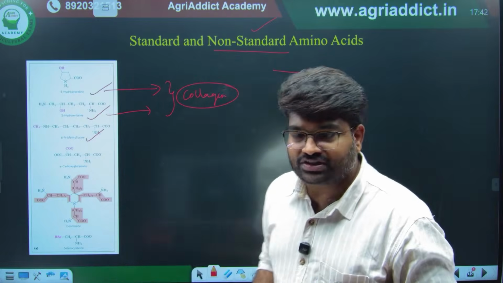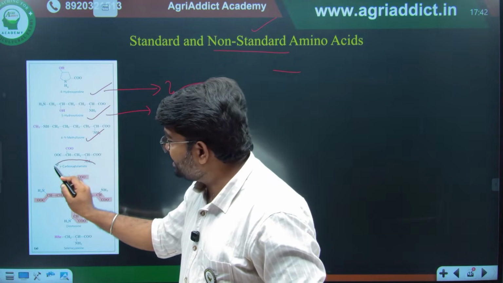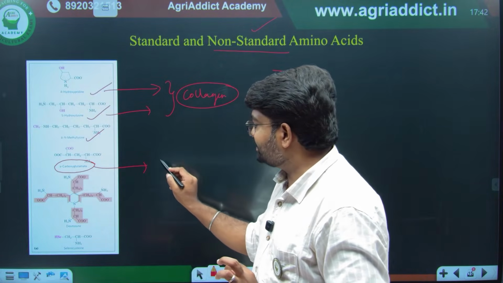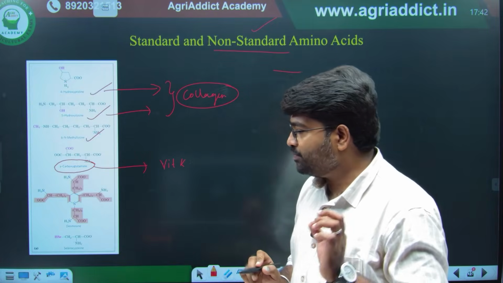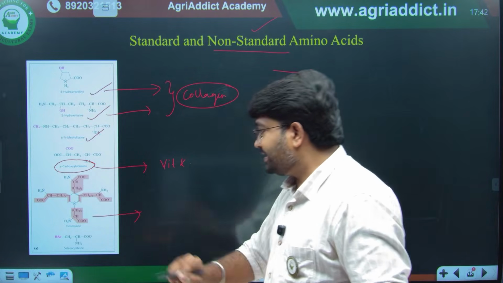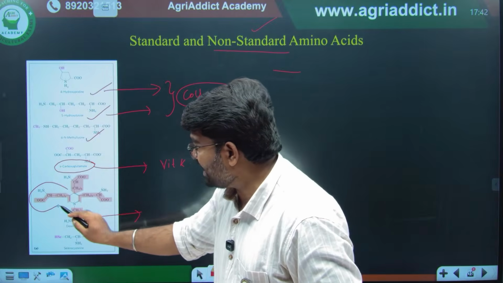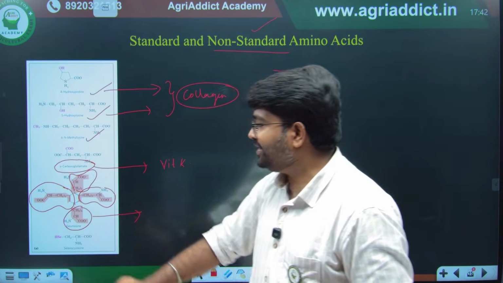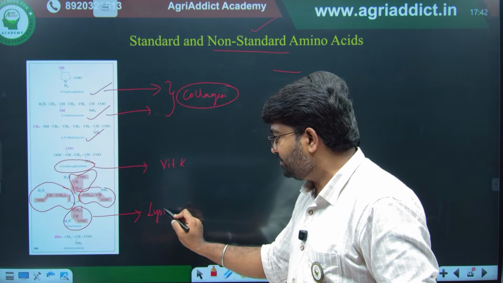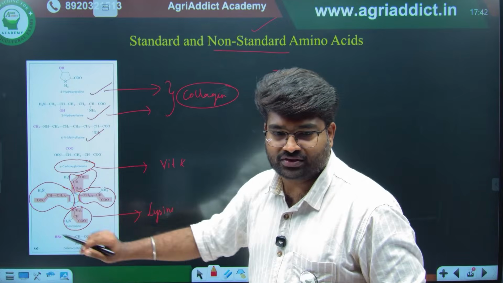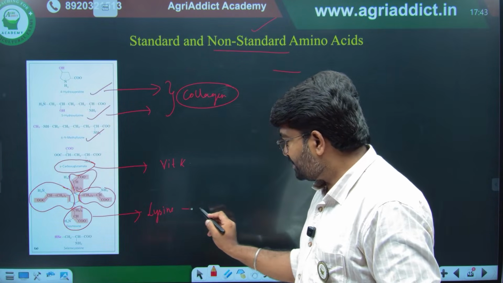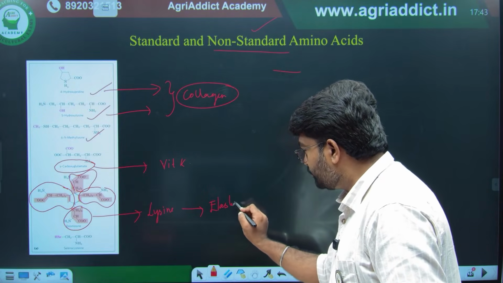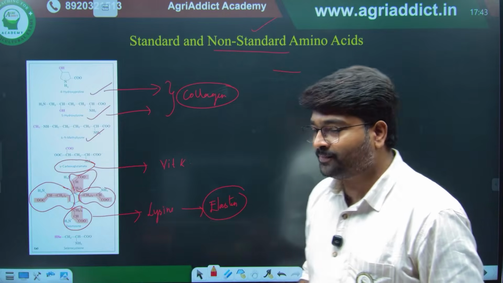Then another most important one, gamma carboxyglutamate, is primarily associated with vitamin K. This is also another important thing. Next, desmosine. If you see here, a lysine amino acid is present in it, so tetralysine molecule will be there in desmosine. They have asked this one time. Lysine is present in desmosine, and most importantly, desmosine is predominant in elastin protein. Keep this in mind: elastin protein has desmosine.